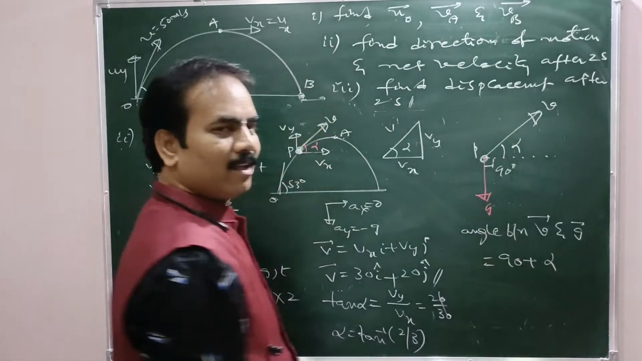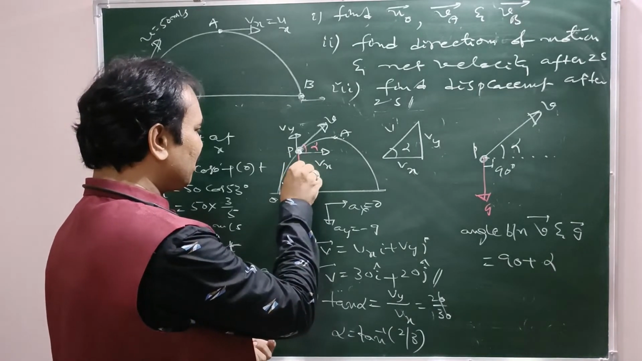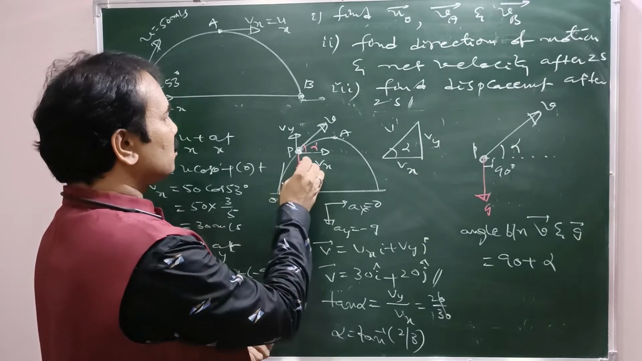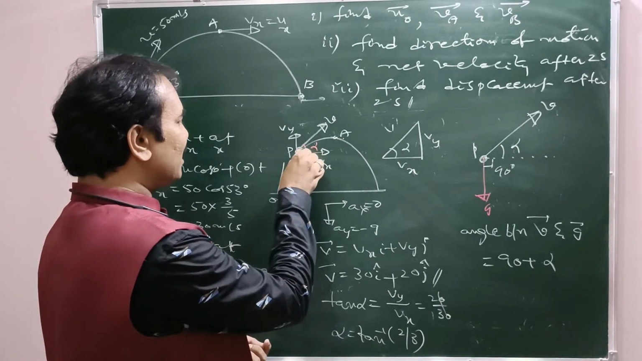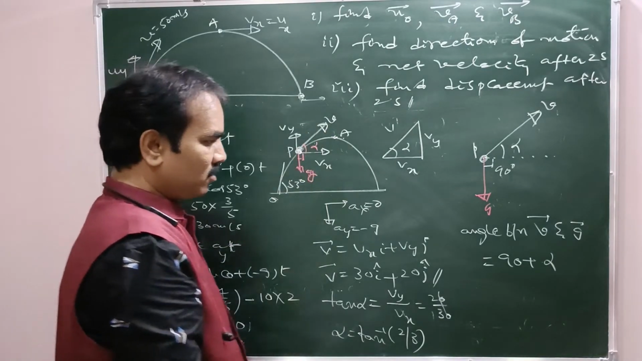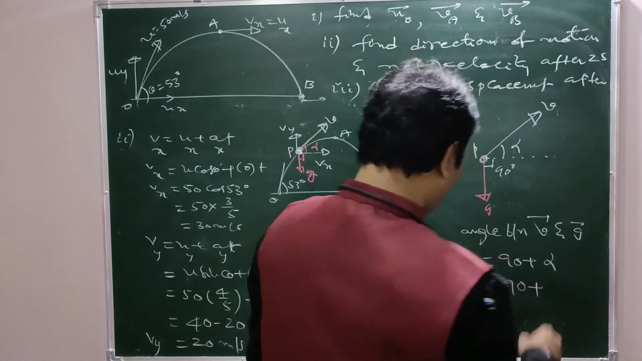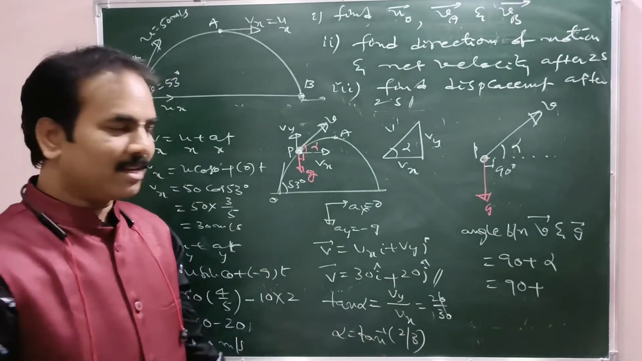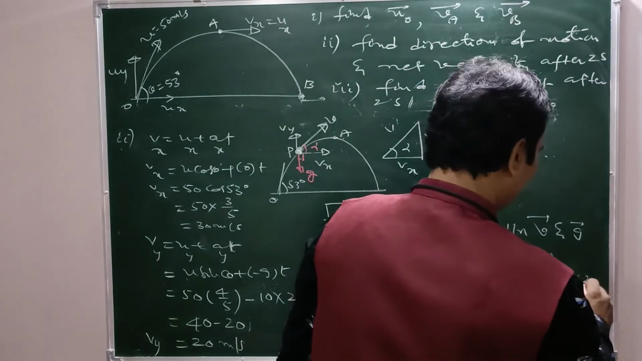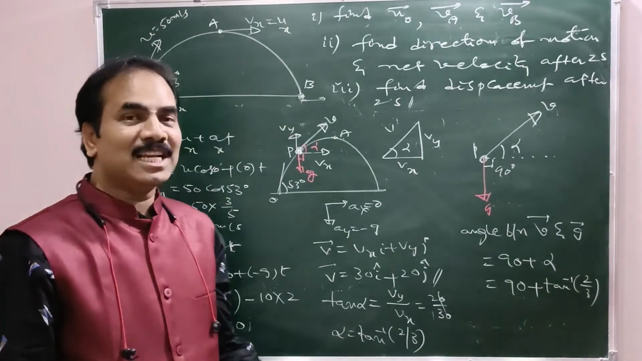See, this is g, acting downwards. So here the angle is 90 degrees. 90 plus alpha is the angle between V bar and g bar. So 90 plus alpha means 90 plus tan inverse 2 by 3. Okay, so that's how you can find the direction of motion.